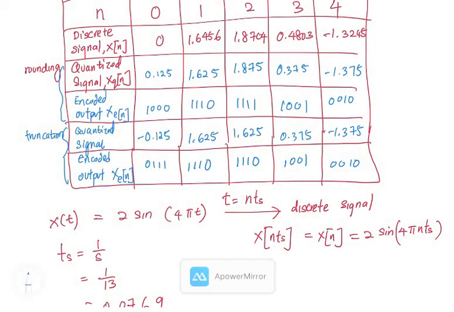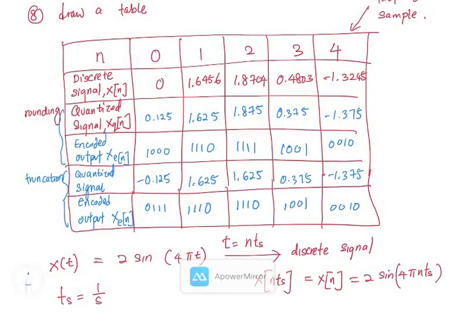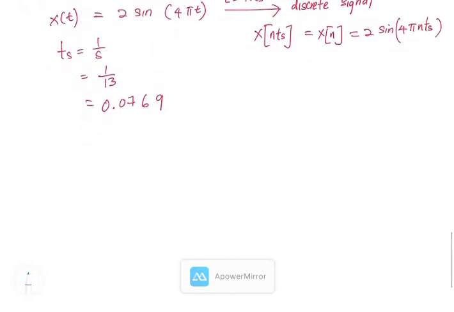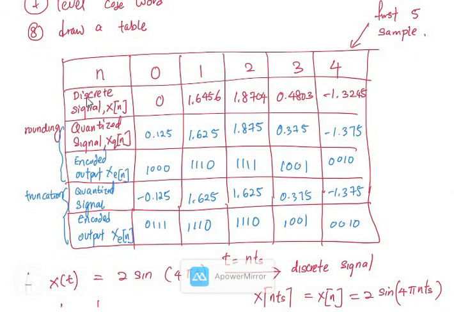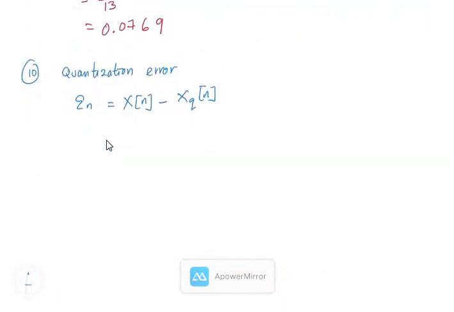And next we can also find the quantization error. Okay, this is extra because the question didn't ask you the quantization error, but if the question asks you the quantization error, you can use the formula. So I put as number 10, quantization error, that is epsilon n equal to xn minus x quantized n. For example, for the rounding, you can just choose the xn minus the xq, then you will get the answer.